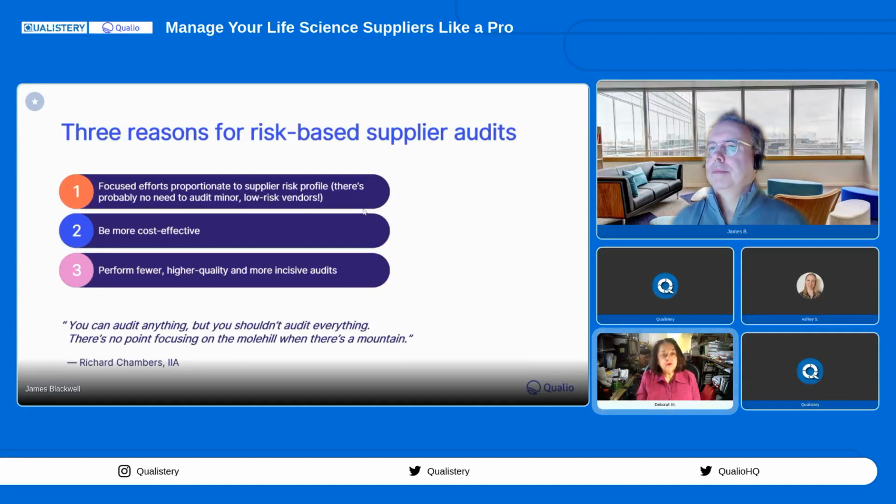Okay, so now for risk-based suppliers, focus efforts proportionate to the supplier's risk. So now we're going to talk about, do you have to do a full-blown multi-system audit of every supplier? No. That would take your resources and the supplier's resources and may not give you any additional advantage.